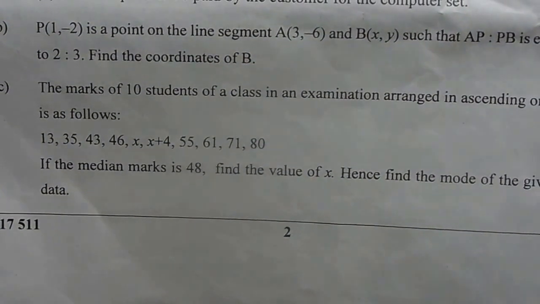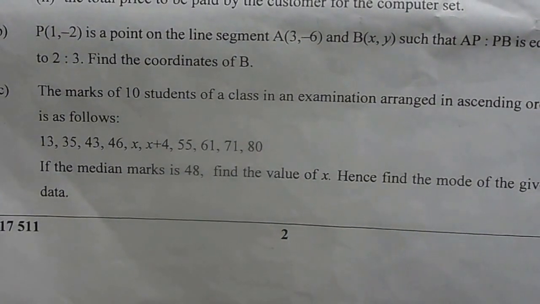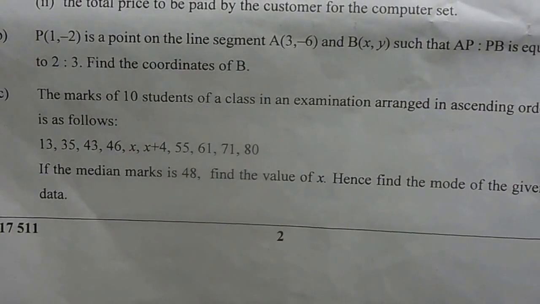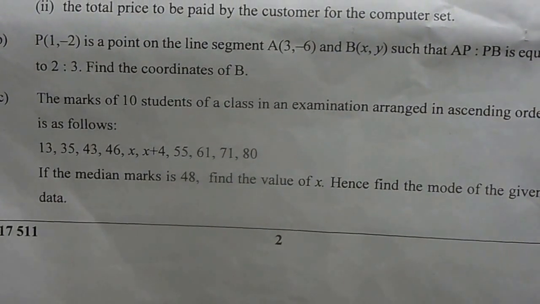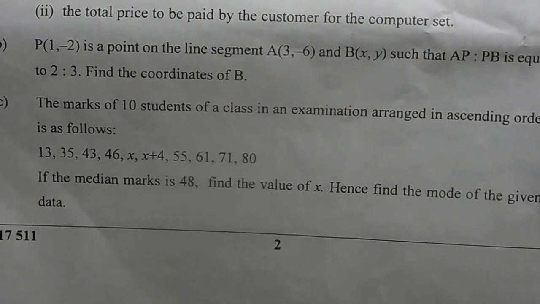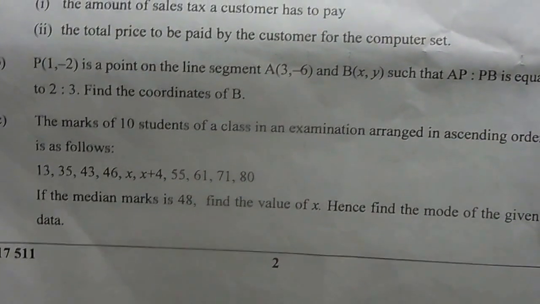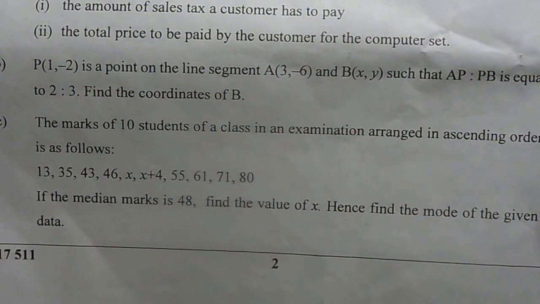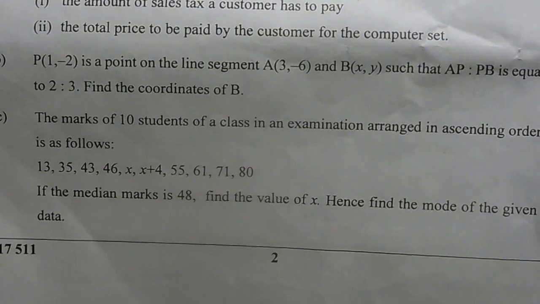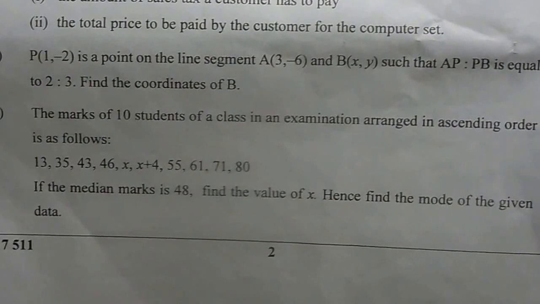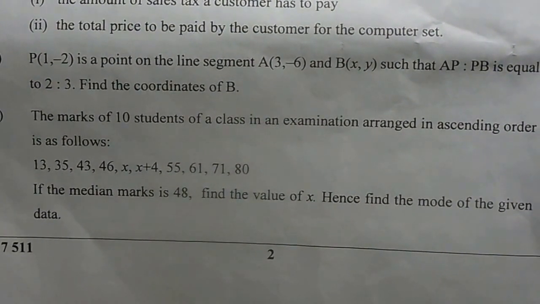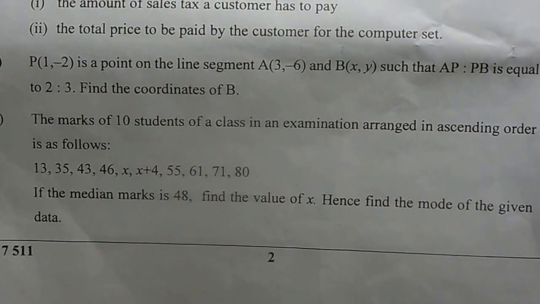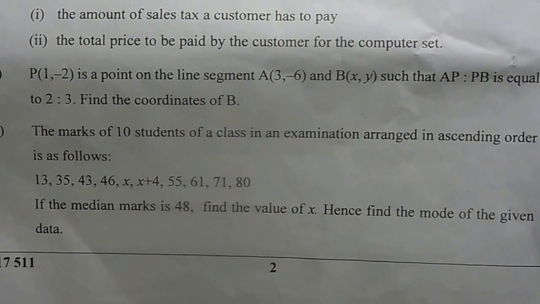Question number B. Now this is a question from coordinate geometry. This is my favorite part, so it will be very easy for me to solve it. It states P(1, minus 2) is a point on the line segment A(3, minus 6) and B(x, y) such that AB is to PB is equal to 2 is to 3. Find the coordinates of B. Now this can be solved very easily by the section formula.